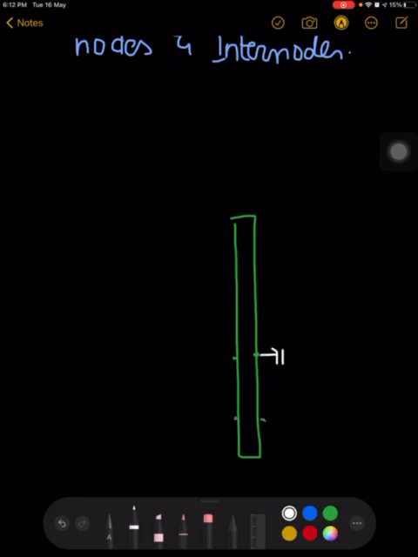Let me draw this properly. Consider that this is that place, right? This place will be known as a node, like from where the leaf will arise, right? Now what are internodes?